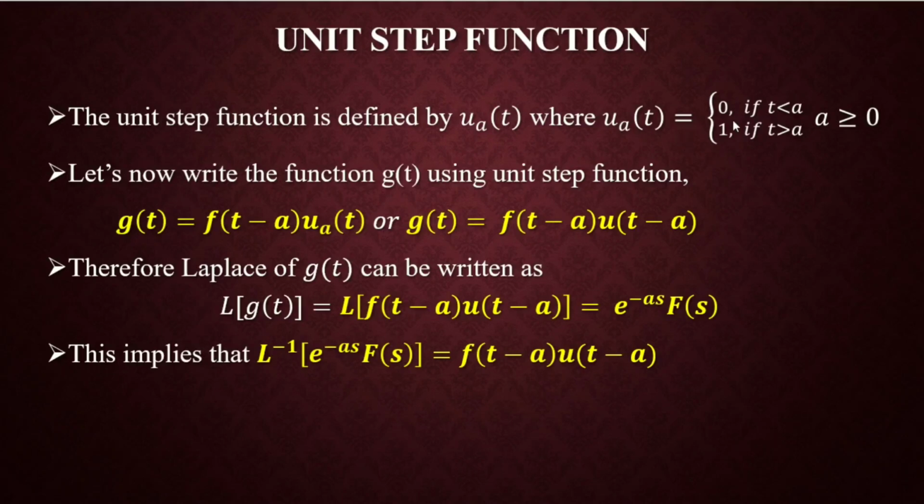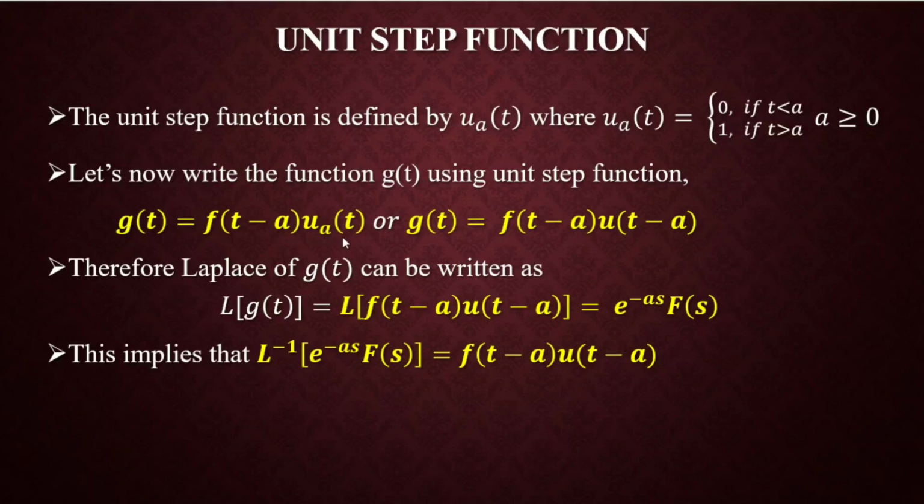g(t) is equal to 0 if t is less than a, and g(t) is equal to f(t minus a) if t is greater than a, right? The only difference is that in the case of g(t), we have f(t minus a) in the place of 1. Therefore, we can rewrite the function g(t) as g(t) is equal to f(t minus a) u subscript a of t.